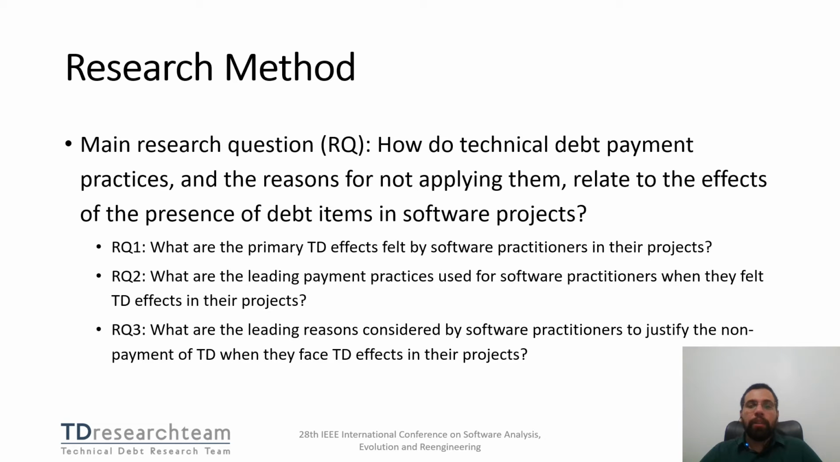We split this question into three sub-questions. In research question 1, we identify the main TD effects felt by software practitioners in the project. In research question 2, we seek to verify the main payment practices used by software practitioners when they felt the effects in the project. And in research question 3, we verify the main reasons considered by software practitioners to justify the non-payment of TD when they face TD effects in the project.